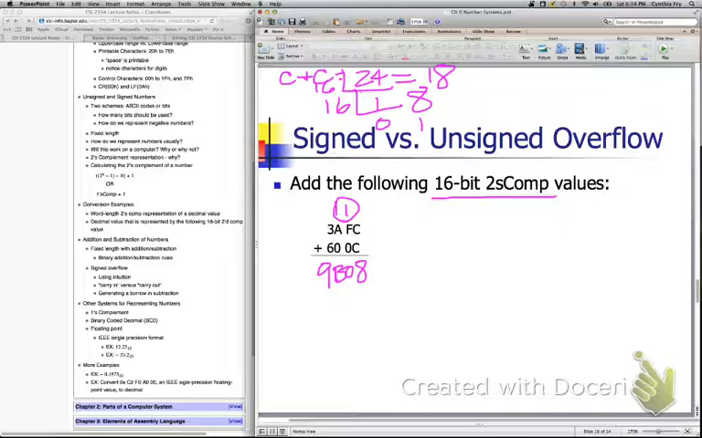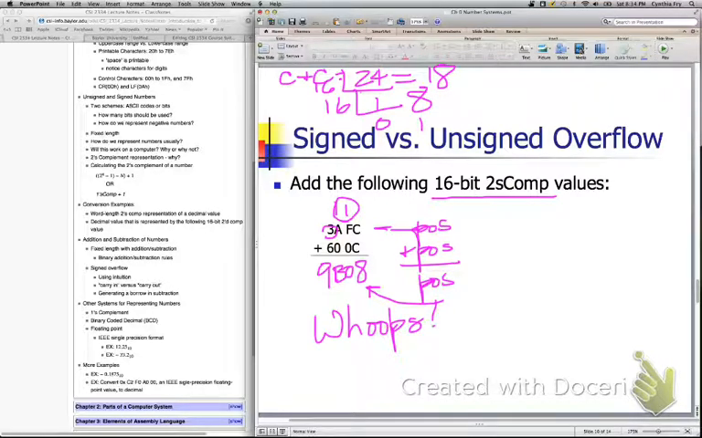The way to think about that is, look first at this value. Is it positive or negative? It has a 3 as a leading hex character, so it's positive. So I'm adding a positive to a positive, which means I should get a positive. But I look over here and say, whoops, I got a negative. So guess what? Signed overflow occurred.